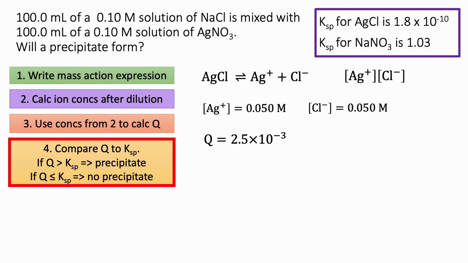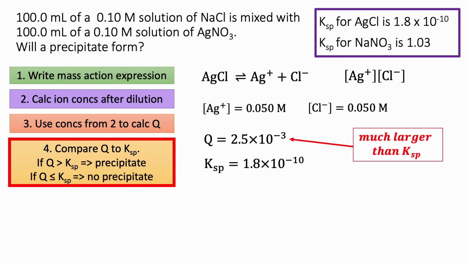For our last step, we compare our Q value to our KSP. So Q is 2.5 times 10 to the minus 3rd. KSP is 1.8 times 10 to the minus 10th. Obviously, our Q value is much, much larger than our KSP, and that tells us we are going to get a precipitate. And this is not surprising, because when we put these solutions together in lab, and they did have approximately this concentration, we did get a precipitate forming. So that's our sort of self-check for this problem.